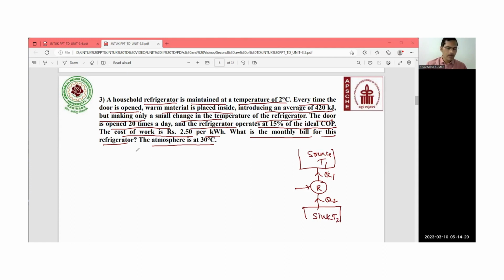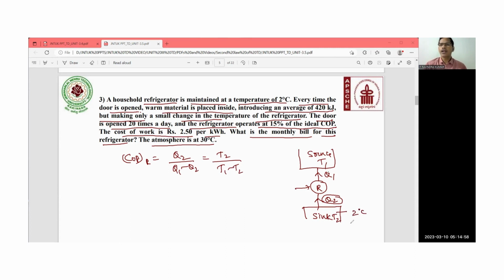So now what is given? COP of a refrigerator, that means the desired effect, is Q2 by Q1 minus Q2. And in terms of the temperatures, it is T2 divided by T1 minus T2. Here the refrigerator is maintained at 2 degrees centigrade.